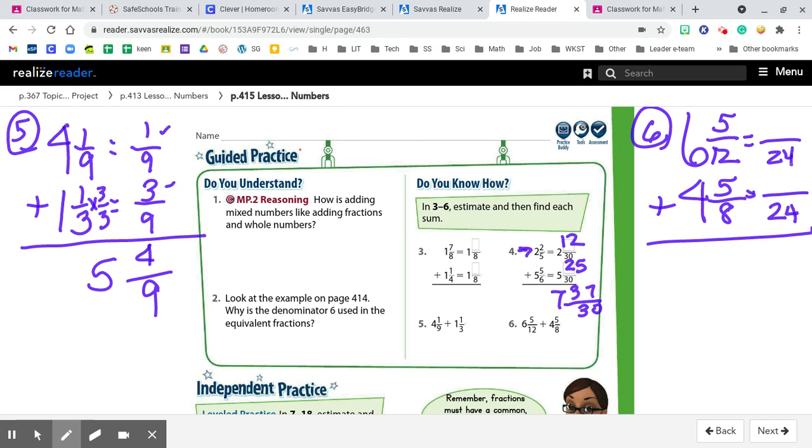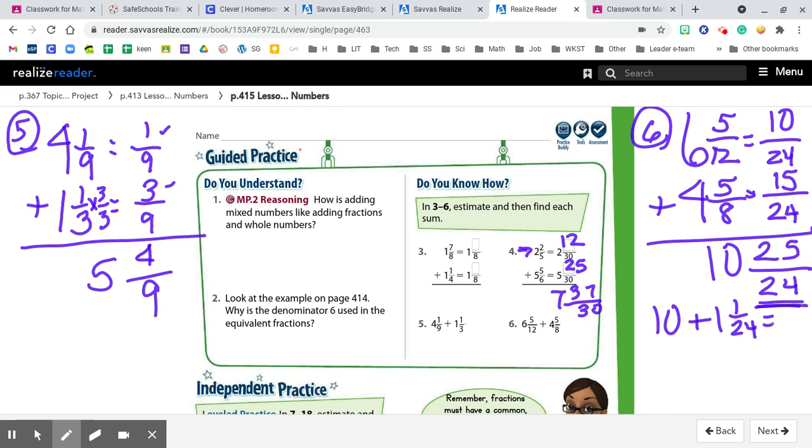So 12 times 2 is 24, 5 times 2 is 10, 8 times 3 is 24, 5 times 3 is 15. So add my numerators, pull down my denominator, add my whole numbers. I've got a mixed number over here. 24 goes into 25 one time, and one little guy left over, so my final answer is 11 and 1/24. Adding mixed numbers.